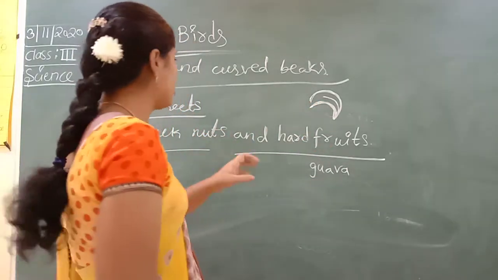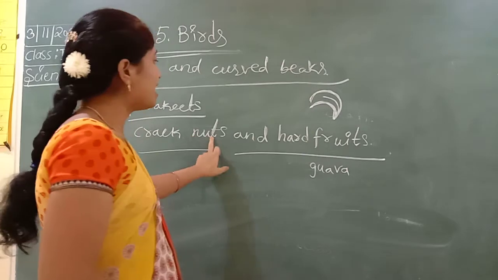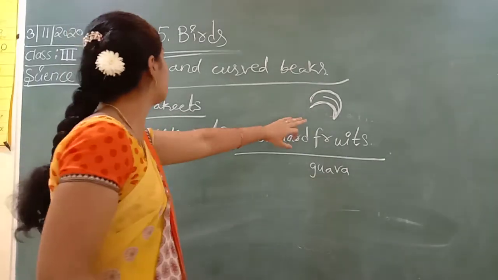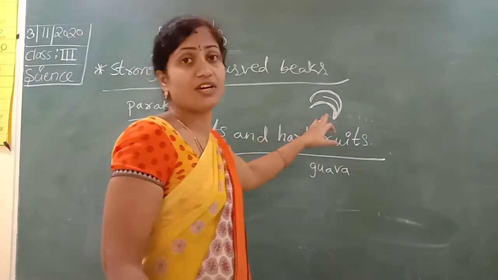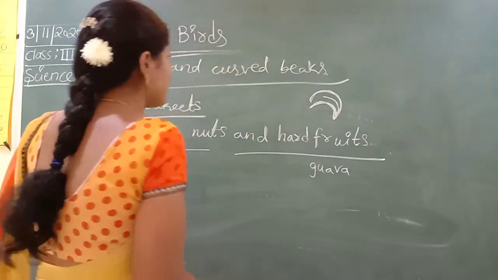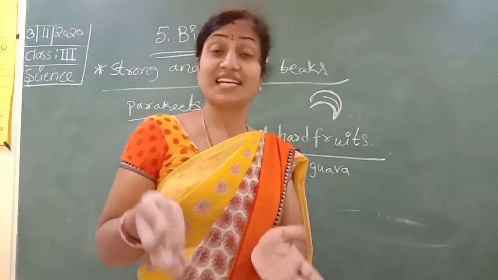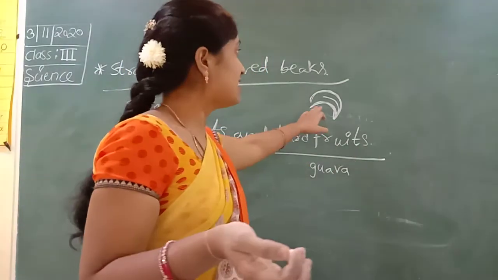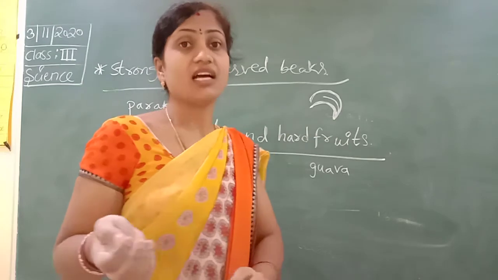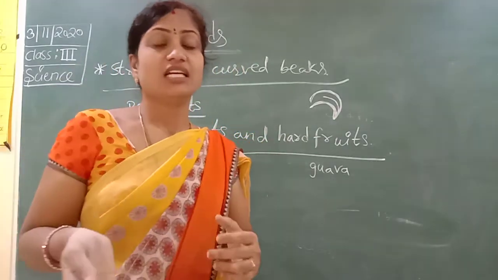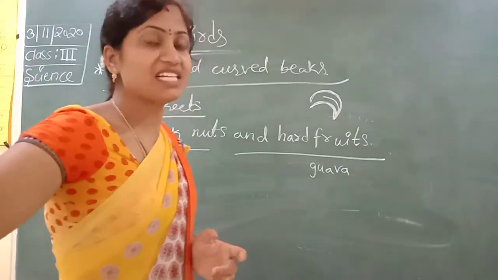They eat hard fruits also, and crack nuts also. Especially parakeets have this strong and curved beak. They can climb trees also. They can use this beak like that, and climb trees easily. Okay.